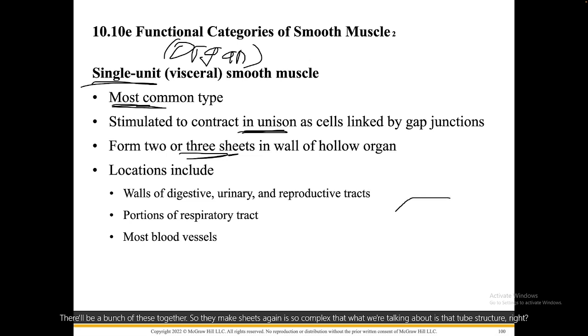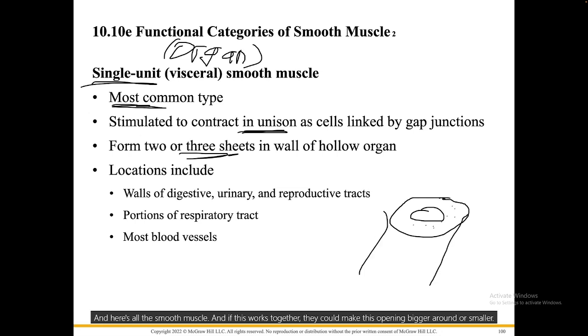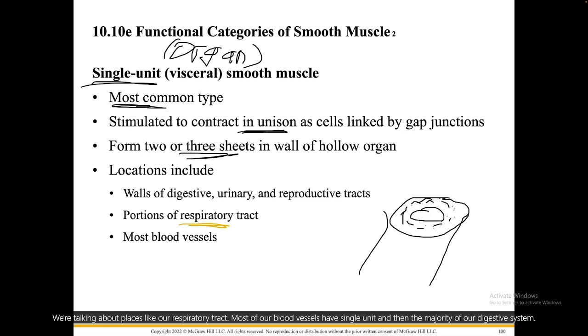Again, this is so complex, but what we're talking about is that tube structure, right? And here's all the smooth muscle. And if this works together, they can make this opening bigger or smaller. We're talking about places like our respiratory tract. Most of our blood vessels have single unit, and then the majority of our digestive system.